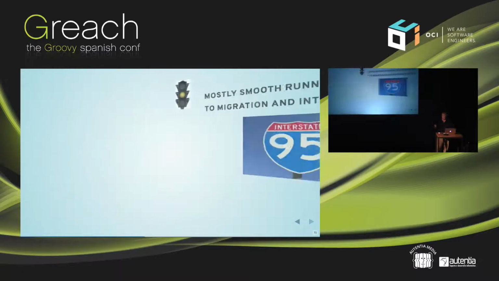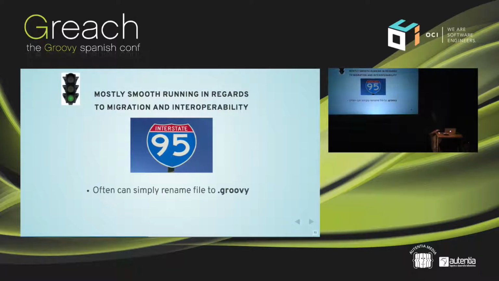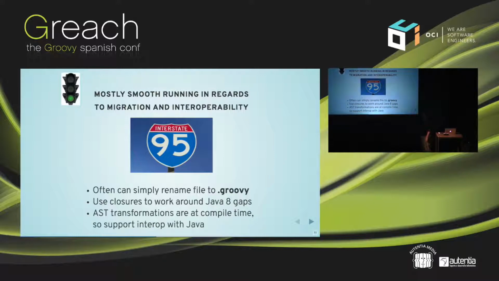So it works. Now, it's mostly smooth running. As I said, we often rename the file to Groovy. We have some workarounds. We can use closures to work around the Java 8 gaps that currently exist. The other thing that we can do is use AST transformations. AST is abstract syntax tree. We can use these transformations and they affect our code at compile time. So whatever changes they make happen at compile time, and so this supports interop with Java.